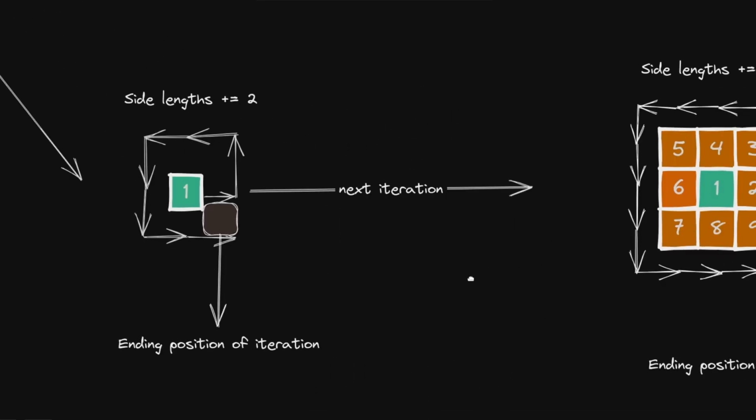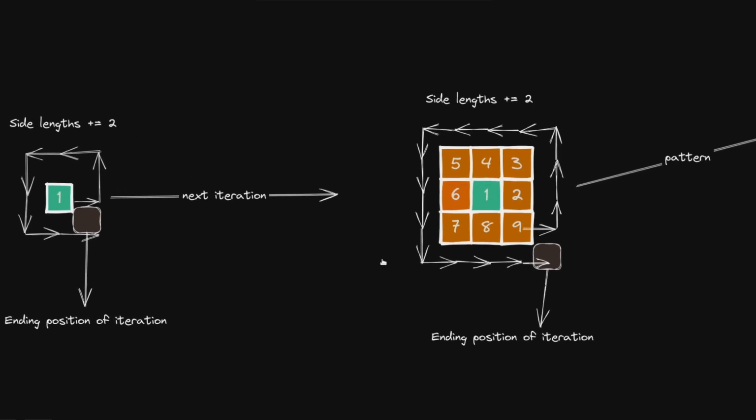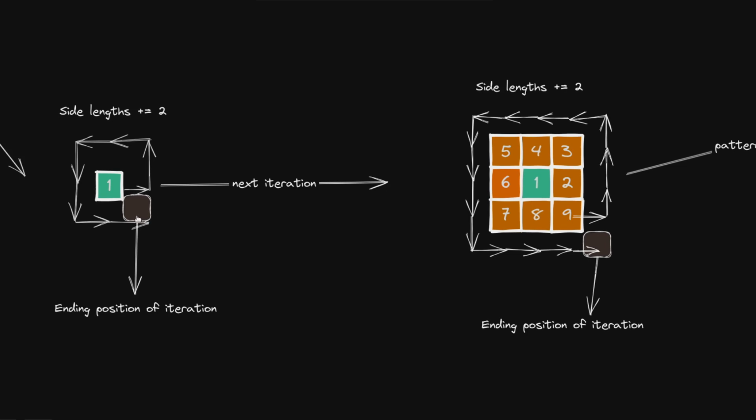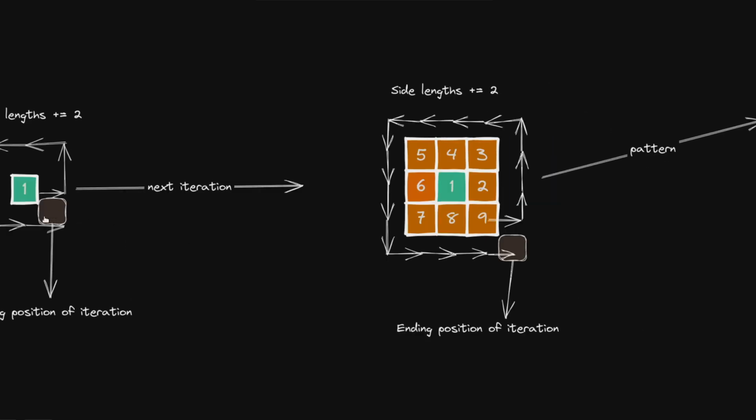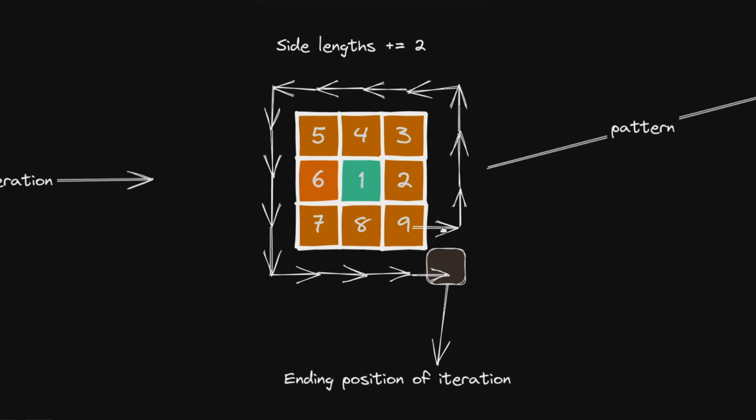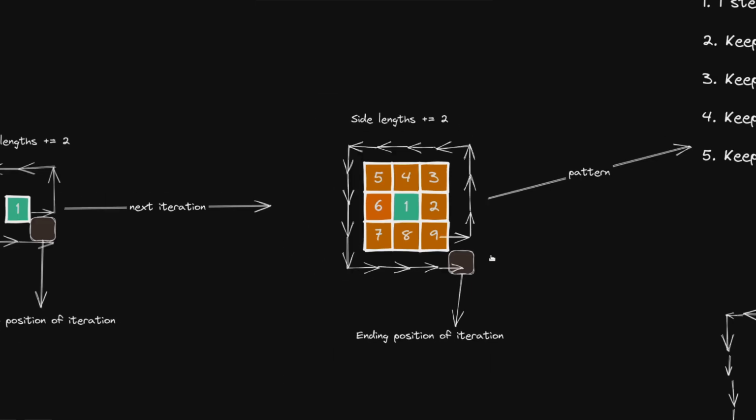So 1 will be the starting position of our iteration, and this brown cell is going to be the ending position of the iteration. For the next iteration, we are going to start where we ended our previous iteration, which was this cell. This was containing 9. Now if we start again, repeat the same process, one step to the right, and up, left, down and right, we are going to arrive at another ending position for this iteration.